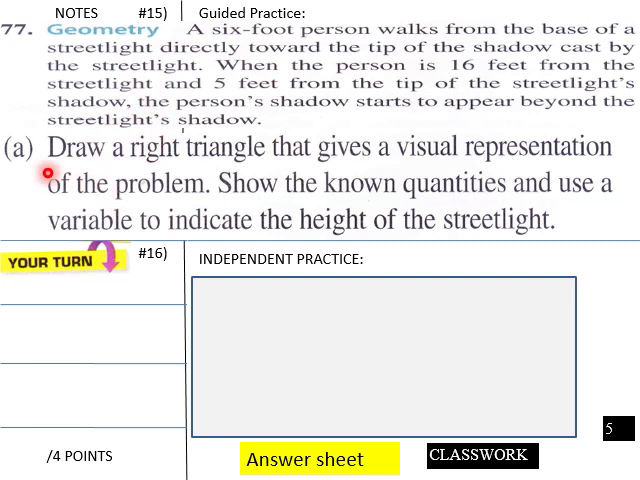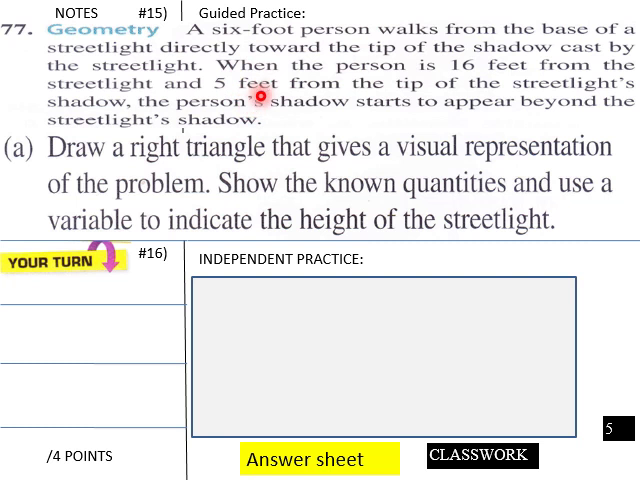So in our first guided practice here, draw a right triangle that gives a visual representation of the problem. We have a situation here, a 6-foot person walks from the base of a streetlight directly toward the tip of a shadow cast by the streetlight. When the person is 16 feet from the streetlight and 5 feet from the tip of the streetlight shadow, the person's shadow starts to appear beyond the streetlight shadow. So how would we solve this situation to find how tall the streetlight is?